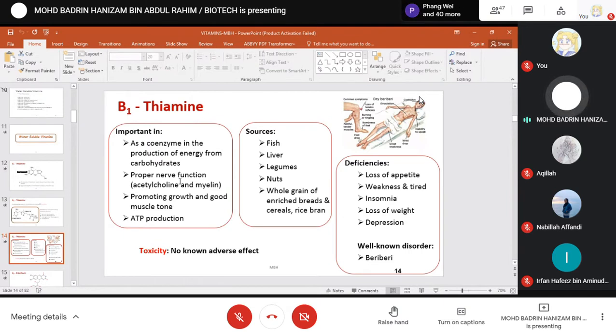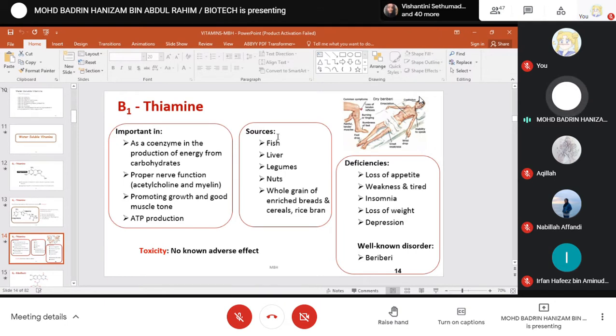Of course, when we talk about energy metabolism, at the end of the day what we need is ATP, right? So what sources can give you vitamin B1? Mostly fish, liver, legumes, nuts, whole grain. All right, these are some of the main foods that can give you lots of thiamine.